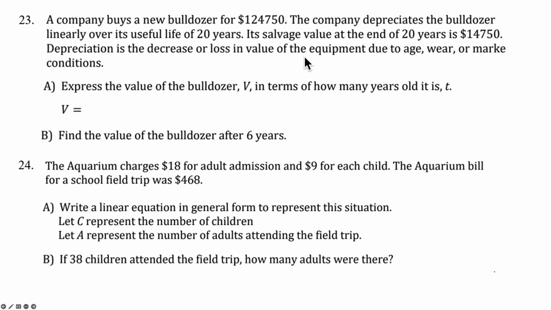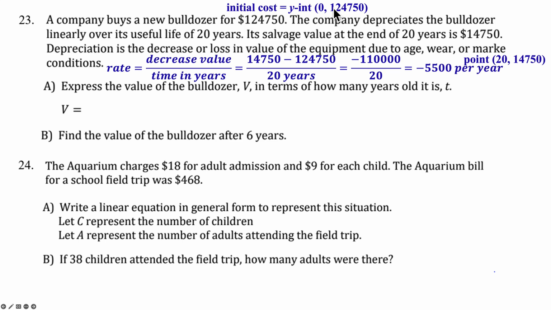All right, so what we have here are 2 points. This is my initial cost. So that's 0 years, and that's my y-coordinate. After 20 years, that's going to be my point 20, and then this is the value, 14,750. So to express the value of the bulldozer V in terms of how old it is, we're going to have to find the rate of depreciation. So this will be my second point.